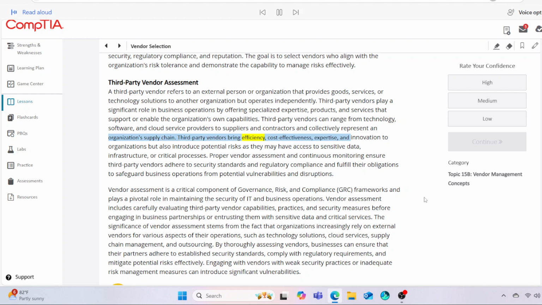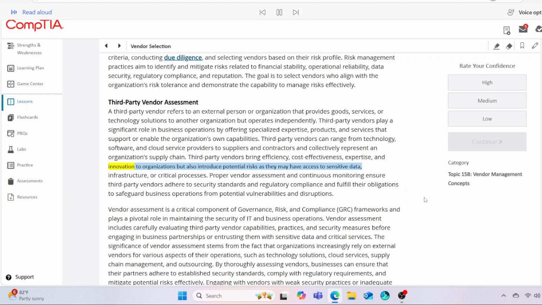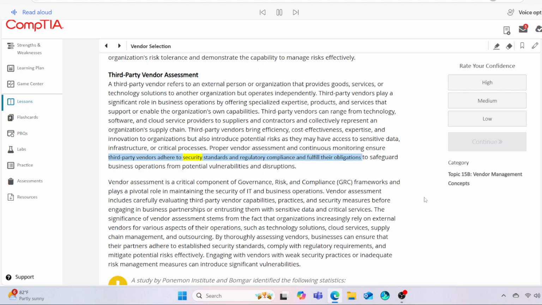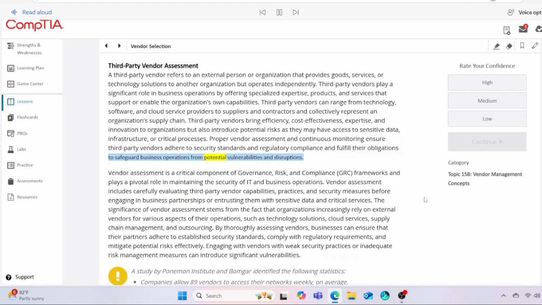Third-party vendors bring efficiency, cost-effectiveness, expertise, and innovation to organizations, but also introduce potential risks as they may have access to sensitive data, infrastructure, or critical processes. Proper vendor assessment and continuous monitoring ensure third-party vendors adhere to security standards and regulatory compliance and fulfill their obligations to safeguard business operations from potential vulnerabilities and disruptions.